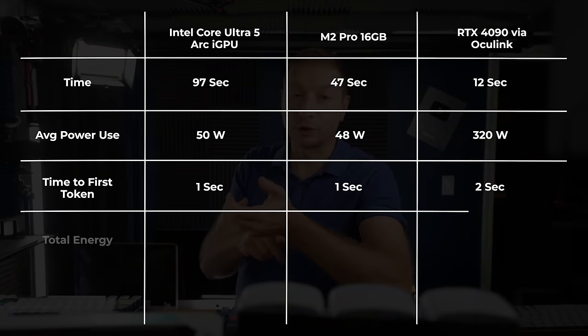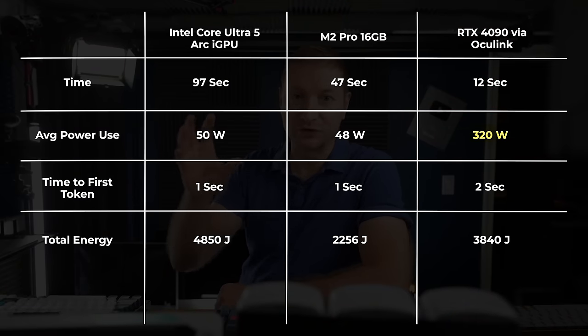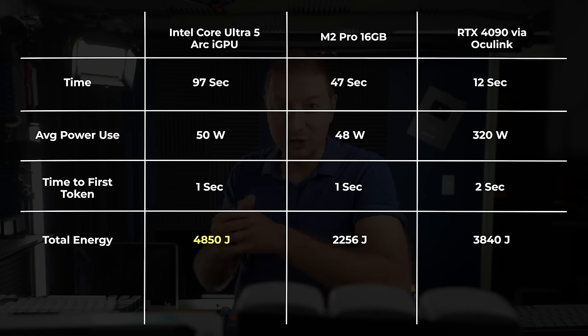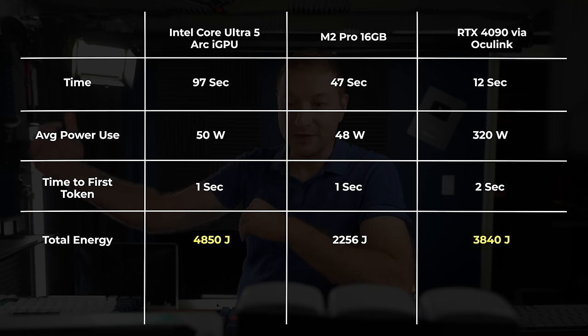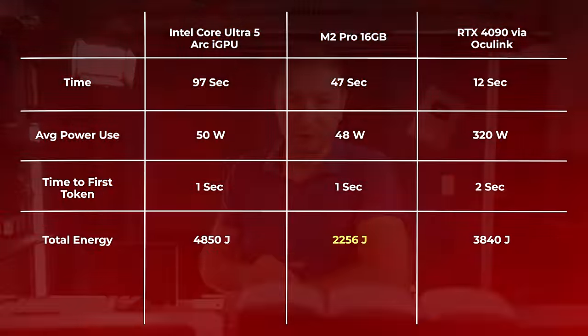We can take a look at total energy consumption. Even though the RTX 4090 used an average of 320 watts while it was processing, it was actually the Intel machine that used overall more energy over the span of the generation than the 4090. And of course, the M2 Pro used the least amount. You can also consider the performance per watt metric if you care about that sort of thing. This is sort of an arbitrary metric, but it does show that the M2 Pro has the best performance per watt.